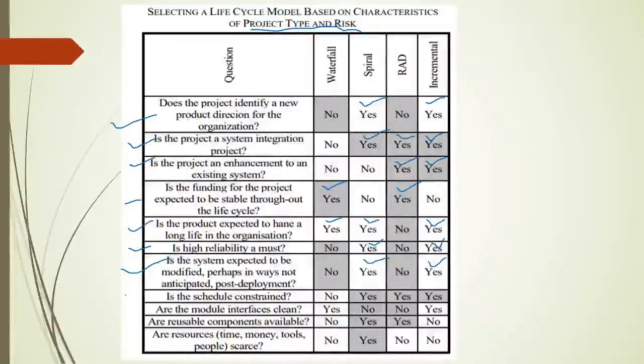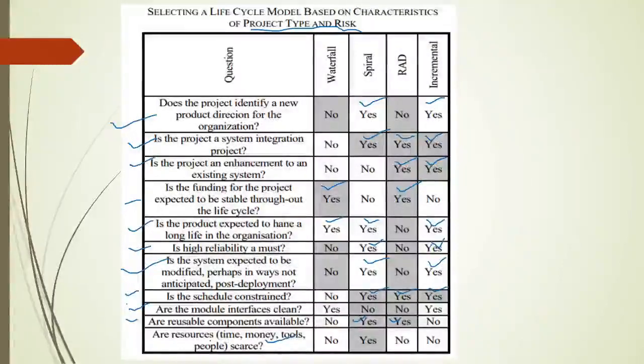Is the schedule constrained? Okay, is the schedule fixed? Then you can go for the spiral model and rapid application development or incremental model. Are the module interfaces clean? Then go for the waterfall model or incremental model. Are reusable components available? If you are using those components again and again, then go for the spiral model or rapid application development model. Are resources like time, money, tools, paper scarce?